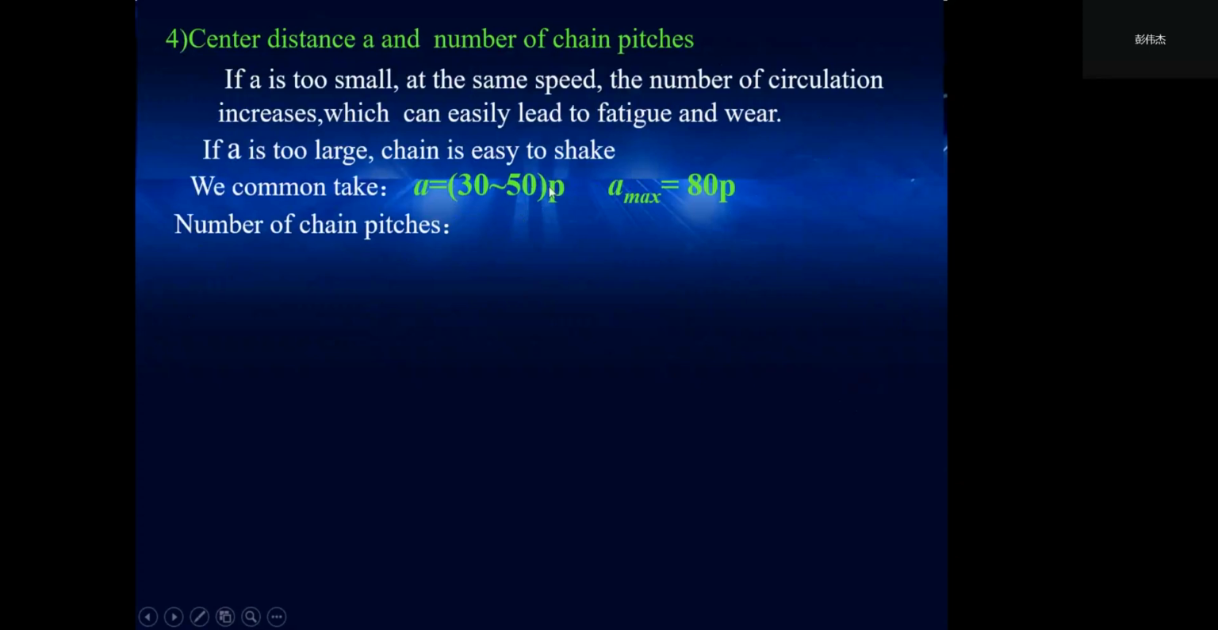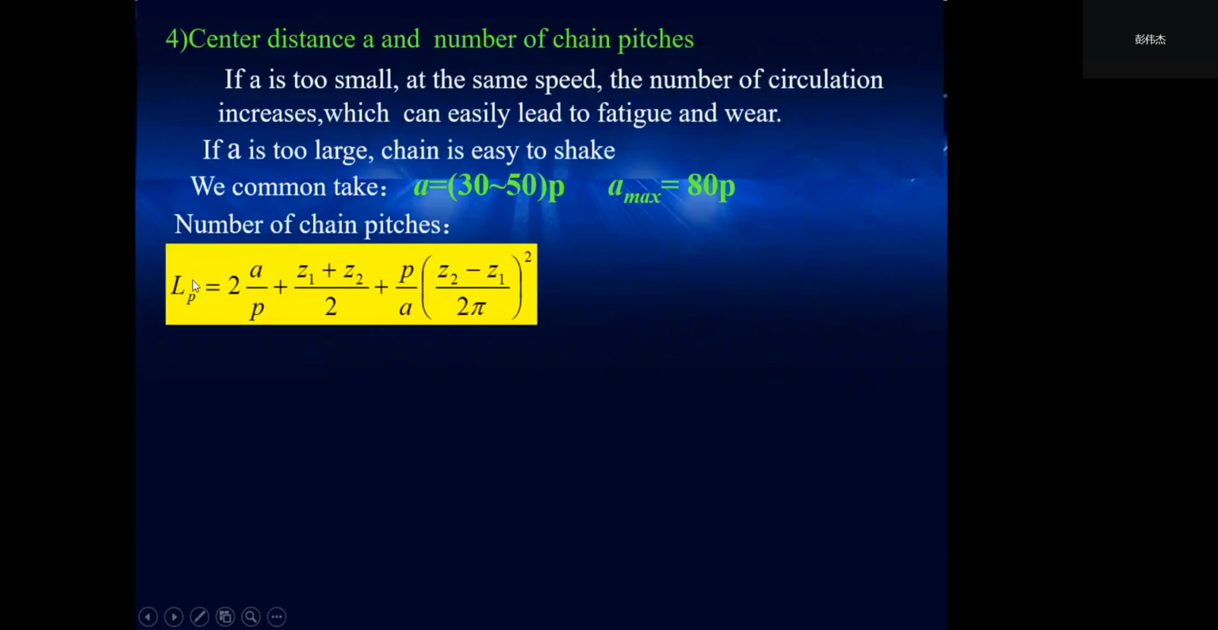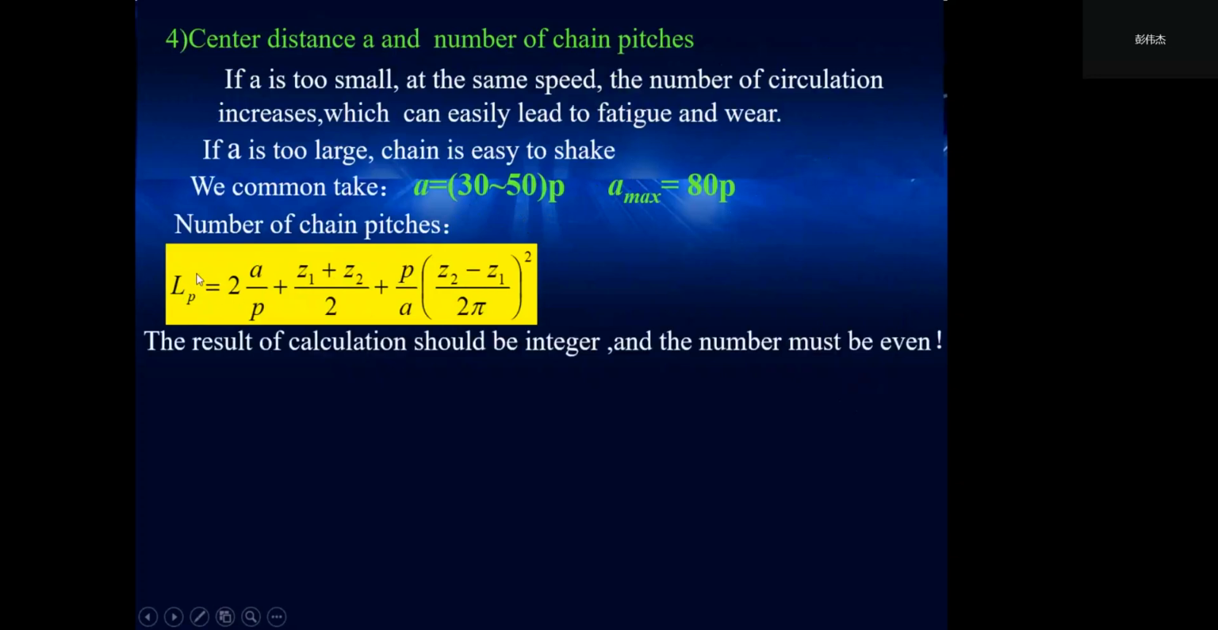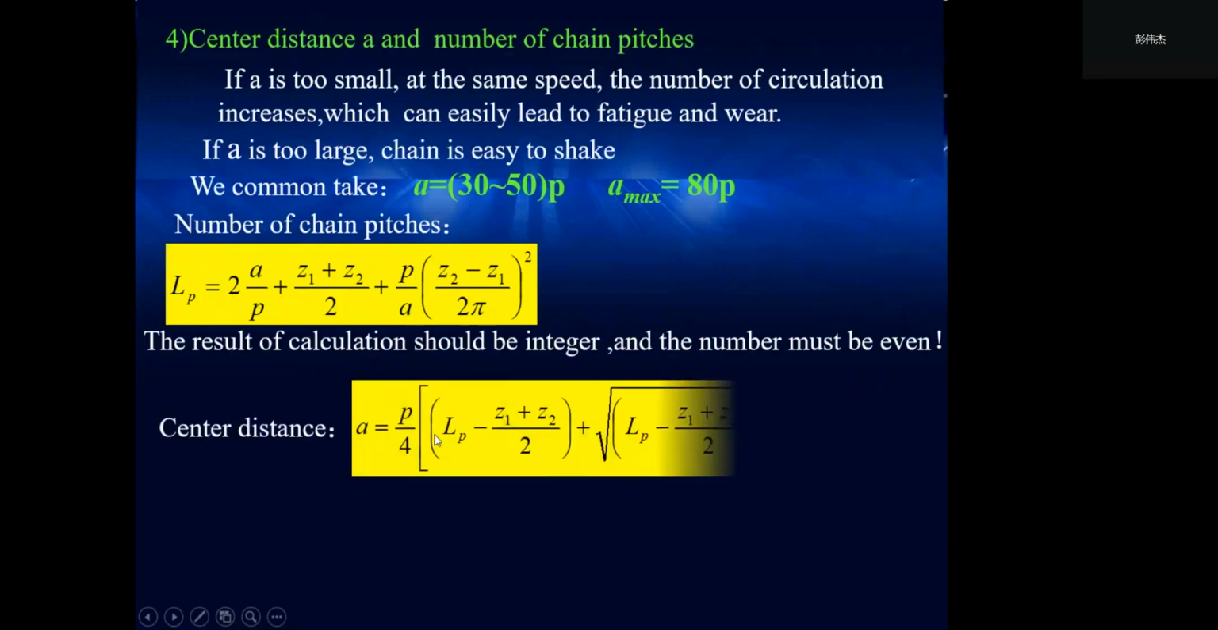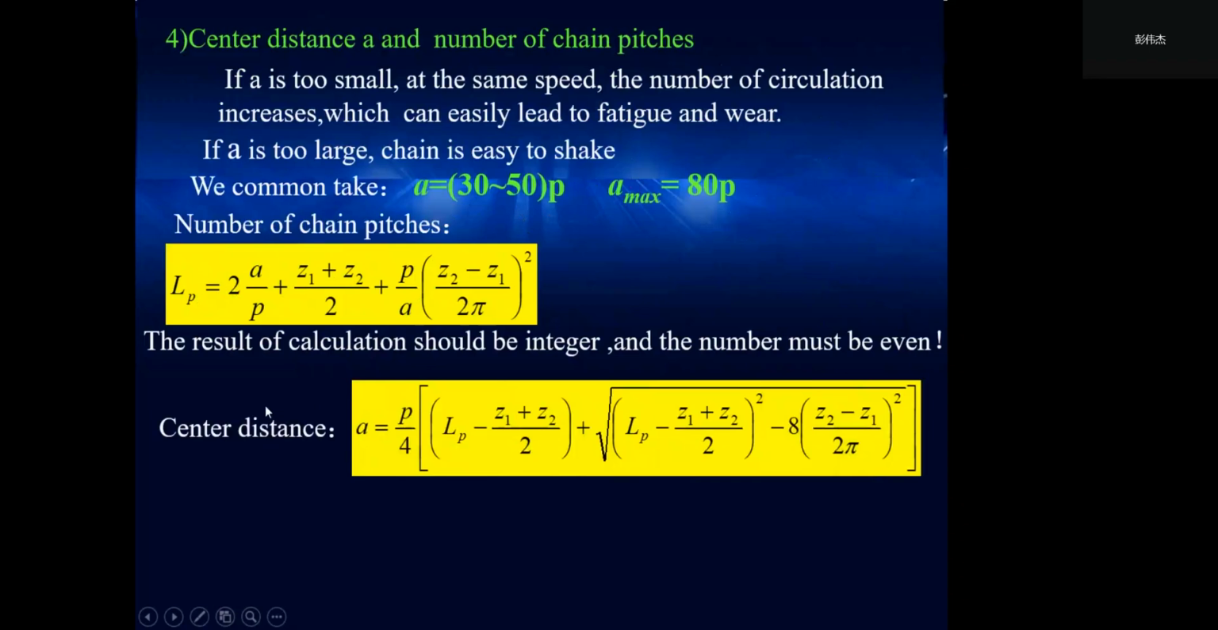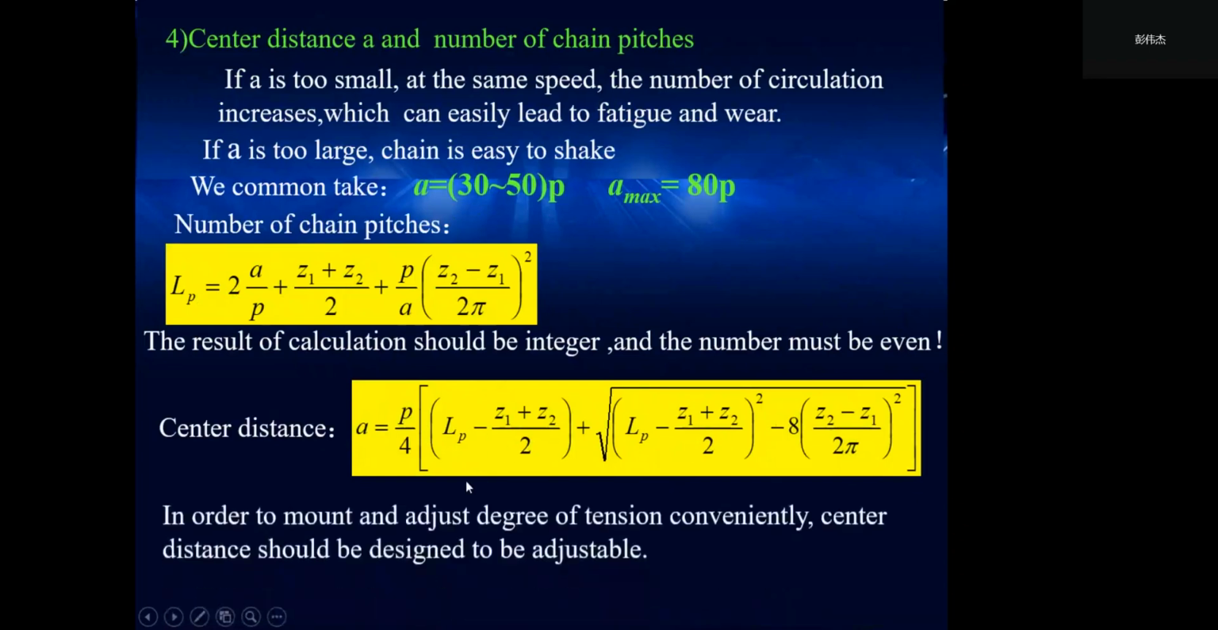P is the pitch. And the number of chain pitches, LP, we can use this formula to calculate, but the result of calculation should be integer, and the number must be even, and then the center distance A, we can use this to calculate too, and the center distance should be designed to be adjustable.